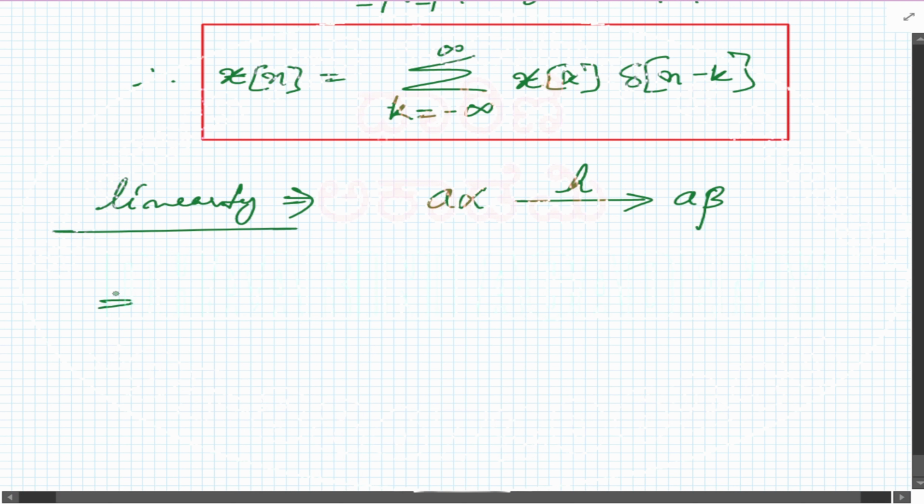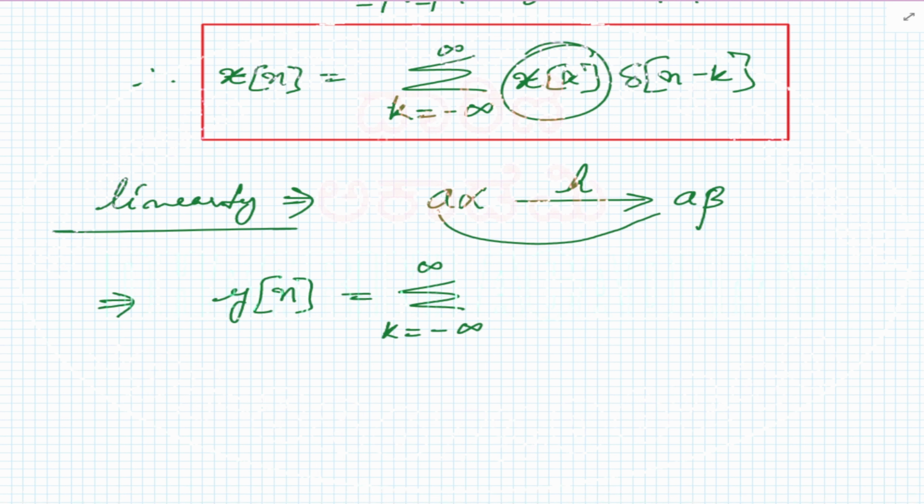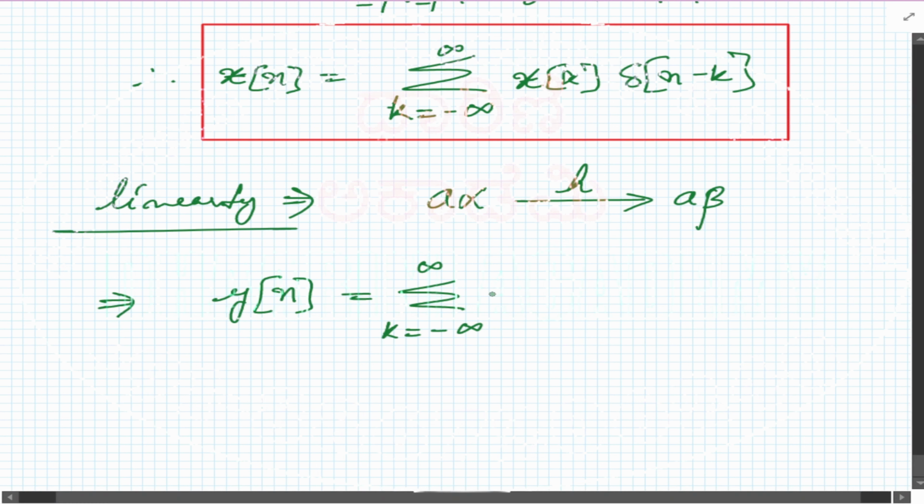So this implies if x of n is given as input, what should happen to y of n? Y of n is equal to, it also should have the same format as the input that is denoted over here. So the same format indicates summation k is equal to minus infinity to plus infinity. See, a remains as it is. What is a? X of k, right? So there will be x of k as it is.